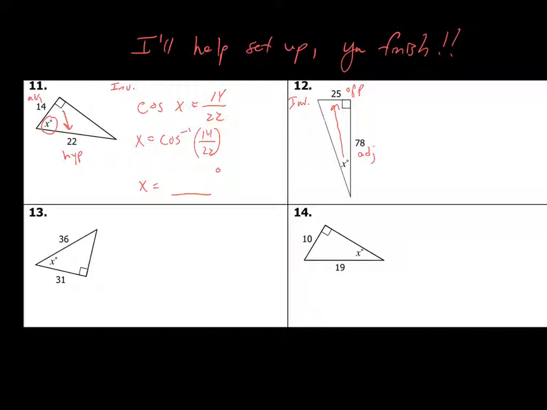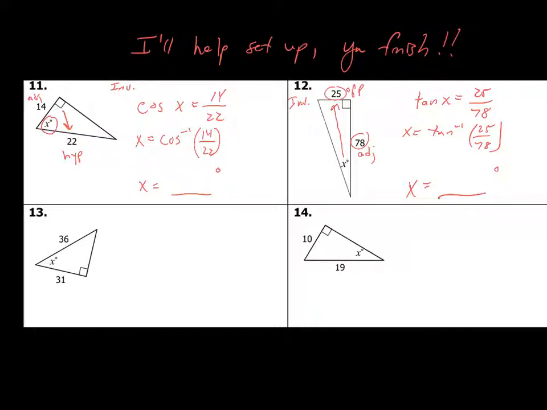So that sounds like tangent. So tangent of x is going to be equal to 25 over 78. Right? If you can't read the numbers, they're right here, which means that x is equal to the inverse tangent of 25 over 78. Okay, and now you finish that one. And again, don't forget to the nearest tenth and with degrees.